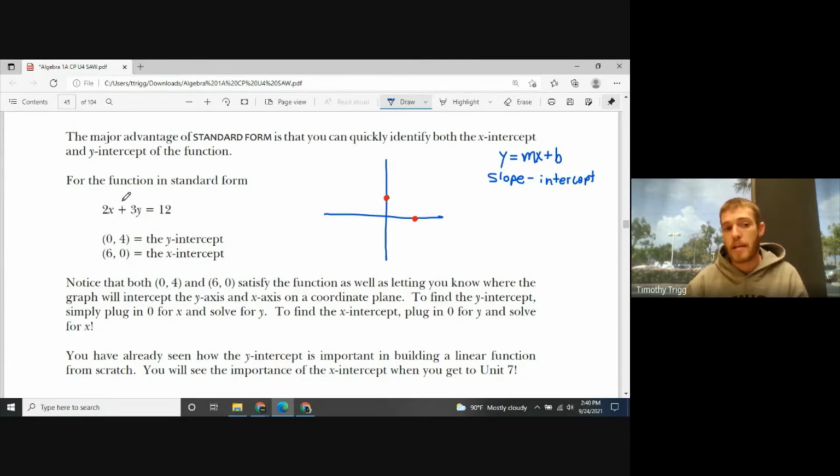Now, we also have this form right here. This is what's called the standard form. Standard form.